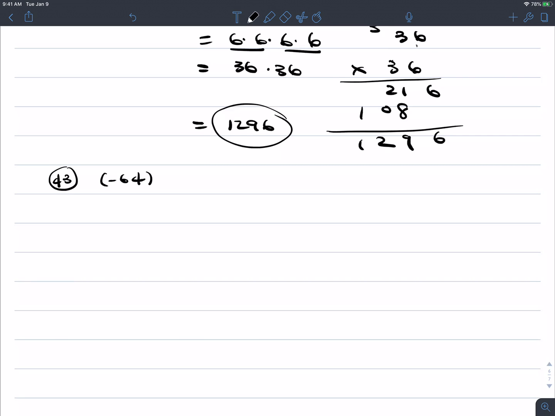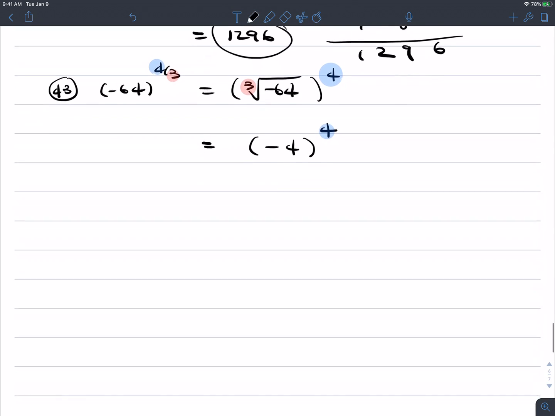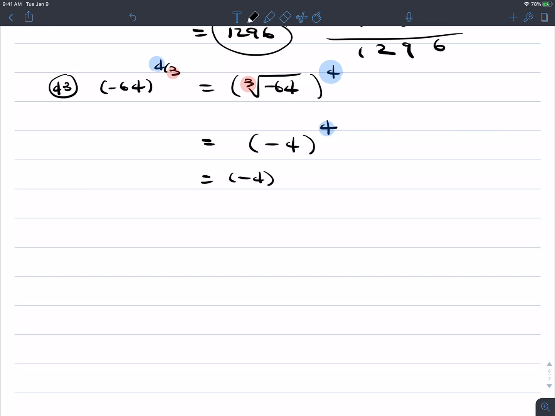And you say, what about negative 64 to the 4/3? Let's use the definition. This will be to the 4th power, this will be the cube root of negative 64, 4 on top, and then you have the 3 here. So what is the cube root of negative 64? Negative 4. And don't forget your 4th power is still there. So we have to multiply negative 4 with itself a total of 4 times.